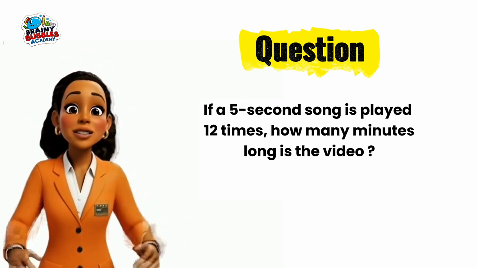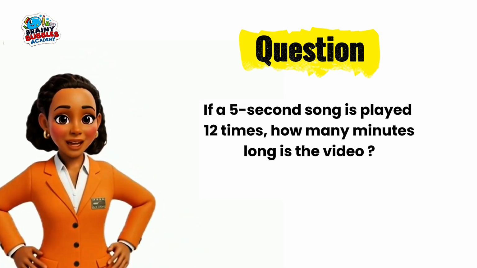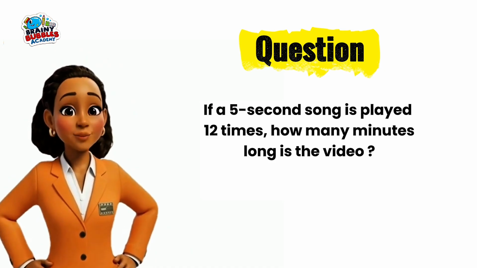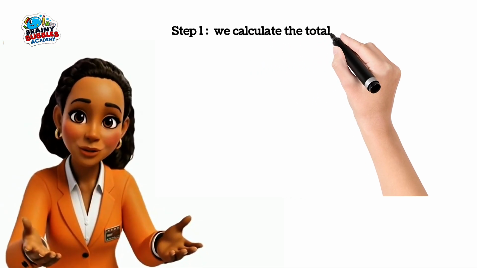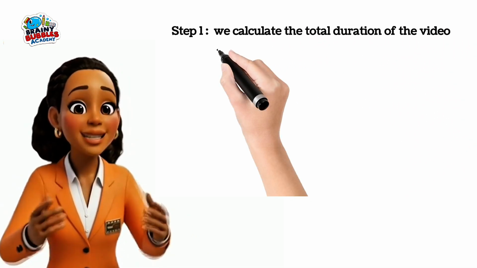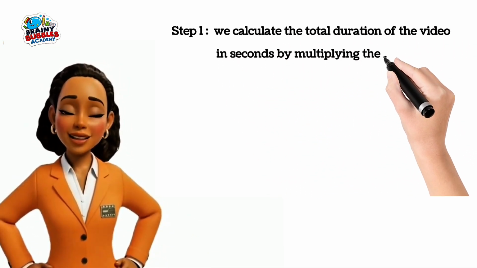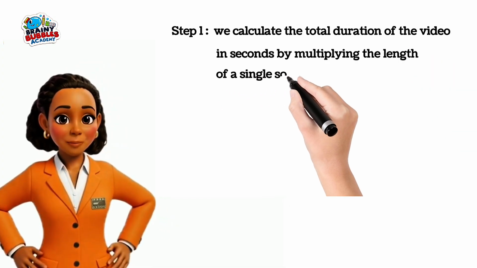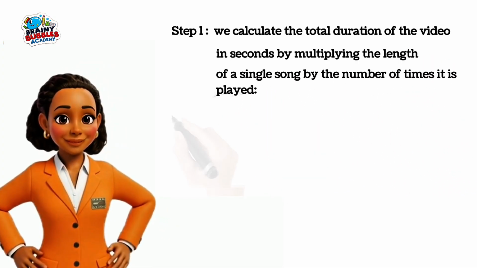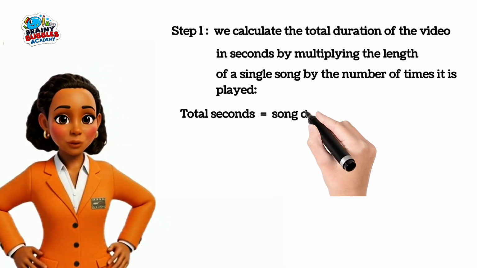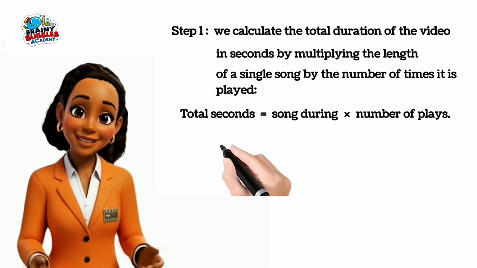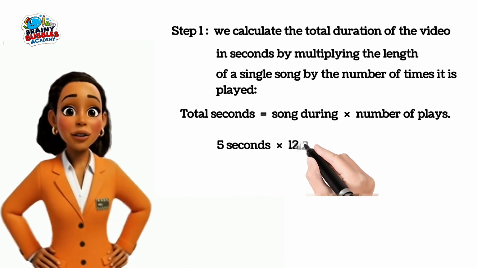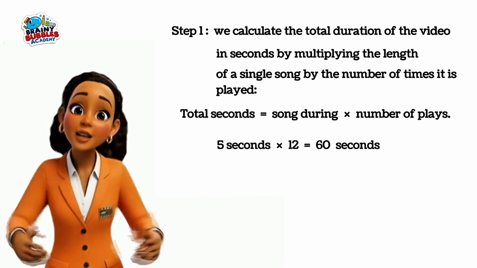Here is another question. If a 5-second song is played 12 times, how many minutes long is the video? We start with, first, we calculate the total duration of the video in seconds by multiplying the length of a single song by the number of times it is played. Total seconds equals song duration times number of plays. That is, 5 seconds times 12 equals 60 seconds.